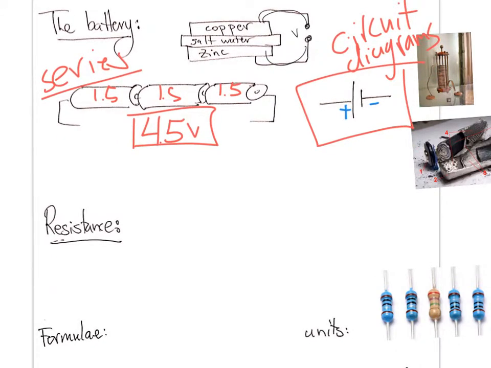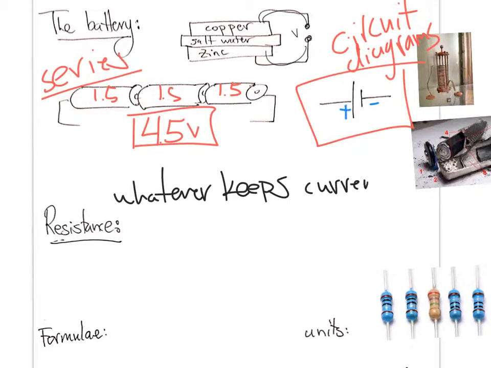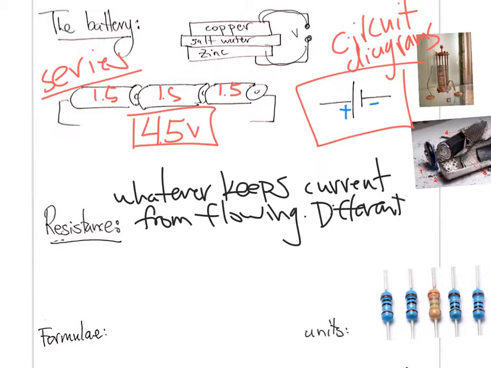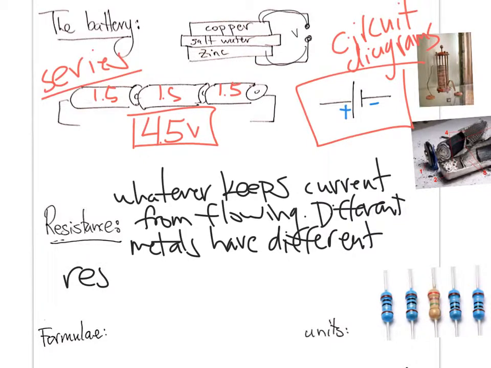Resistance, so let's define this. This is whatever keeps current from flowing. And in the previous slide, I showed you that diagram, right? There's attraction to the nuclei plus the electrons bumping into stuff. Different metals have different resistivities. So I'll write that out.